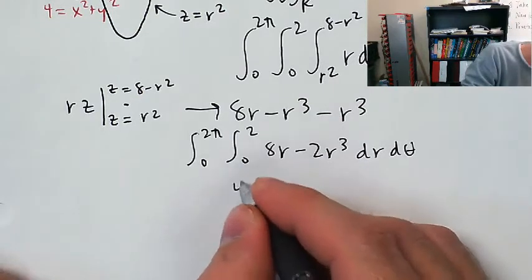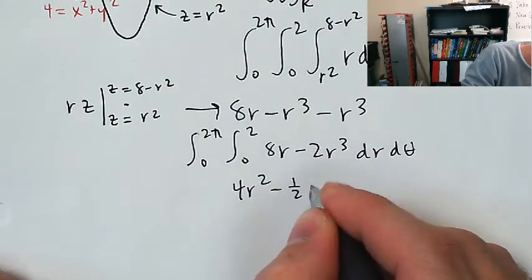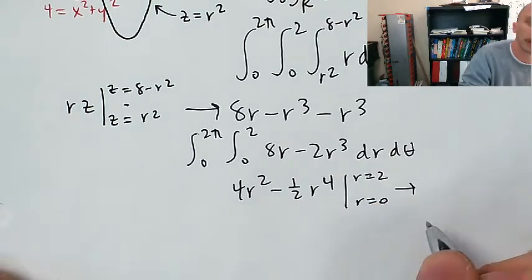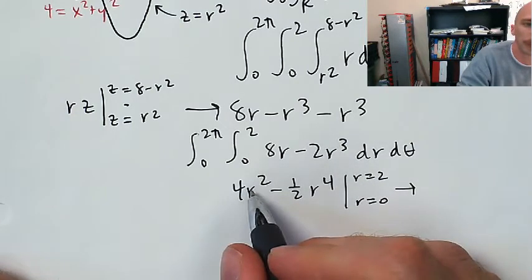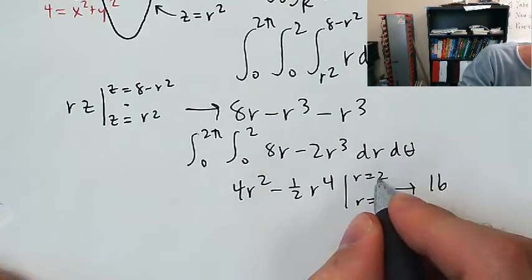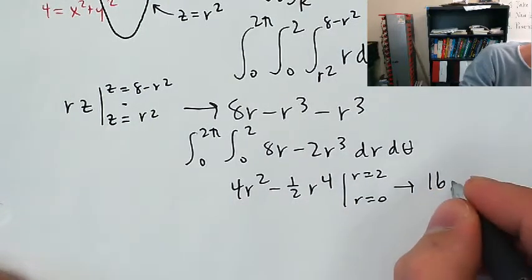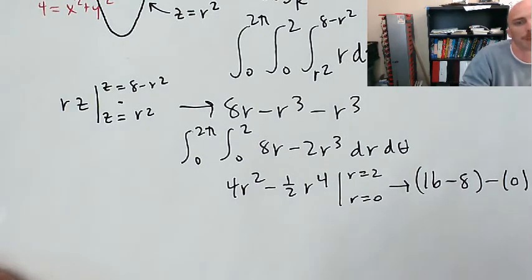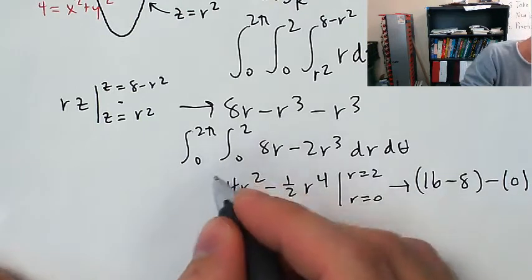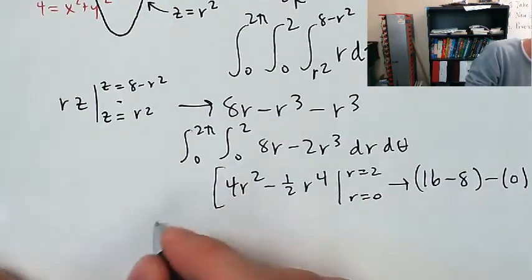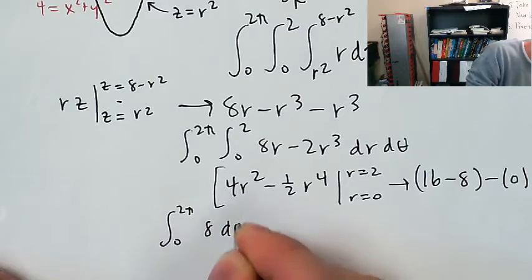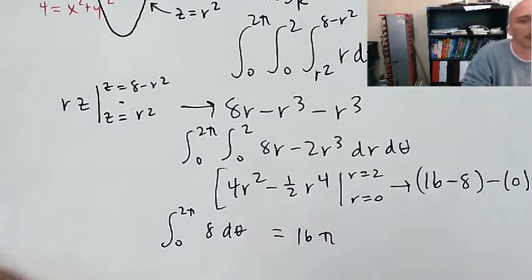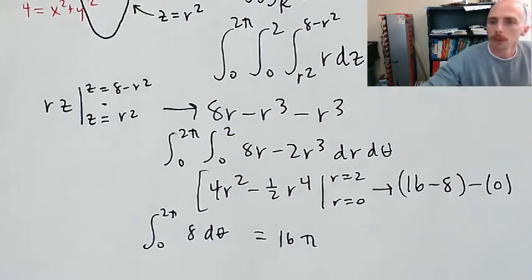And 4r squared, 1/2 r to the 4th. R runs from 0 to 2. That's going to give me, when r equals 2, 4 times 4 is 16, minus half of 16. And then when r is 0, well, that'll just be a bunch of zeros. Okay, so it'll be 8. Okay, and we know how to run that integral. That's going to be 8 theta, 0 to 2 pi, 16 pi. All right, that was number 2.